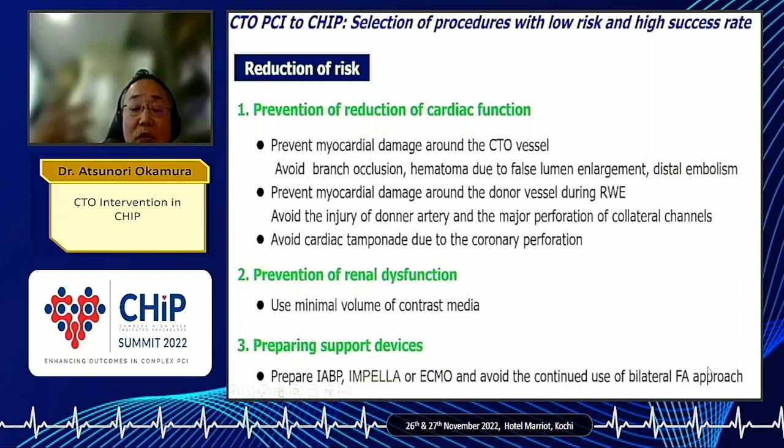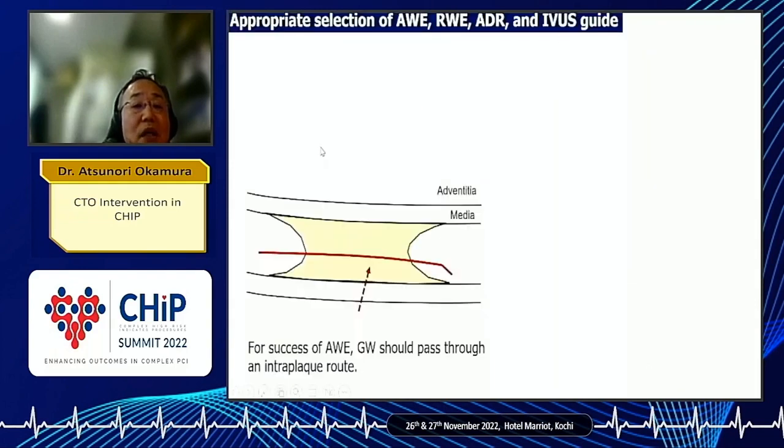If we want to insert an IABP or another support device, one femoral site should be open. That is also an important point. So one radial, one femoral is a good option for CTO intervention. You also have to use appropriate selection of antegrade, retrograde, ADR, or IVUS-guided wiring.